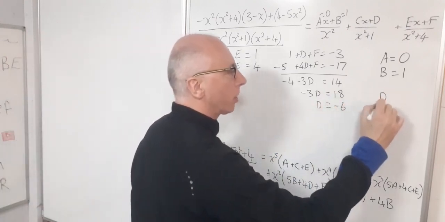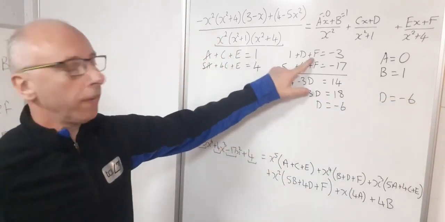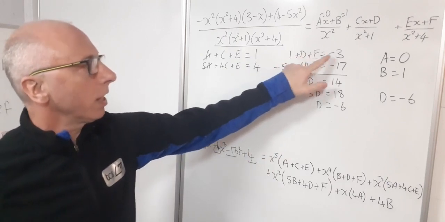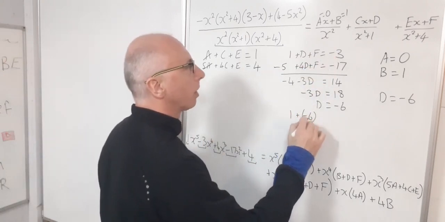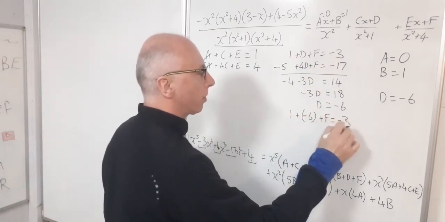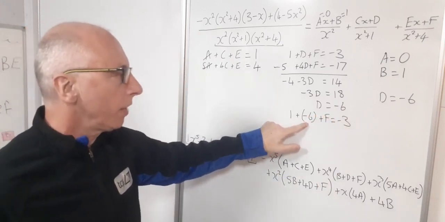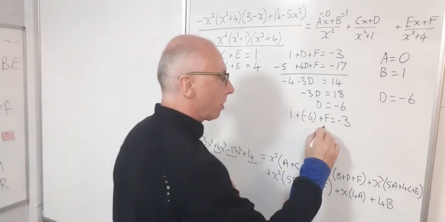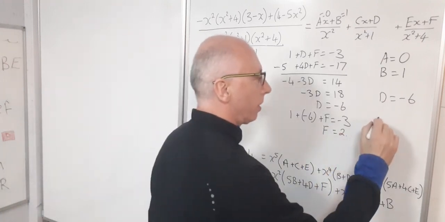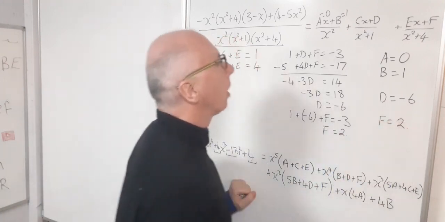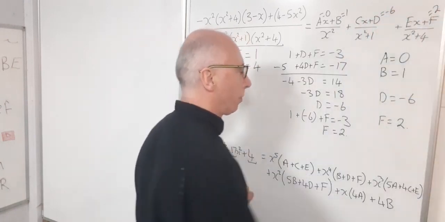So there's another coefficient we've got. So if d is minus 6, I can calculate what my f is. So now using this equation here, that's the easiest one to use, I've got 1 plus my minus 6 plus f equals minus 3. So 1 minus 6 is minus 5. Minus 5, to get it on there, add 5 to both sides. So now I will get f equals 2. So that's solved that one. So f equals 2. Okay, let's write these in. d equals minus 6, f equals 2.